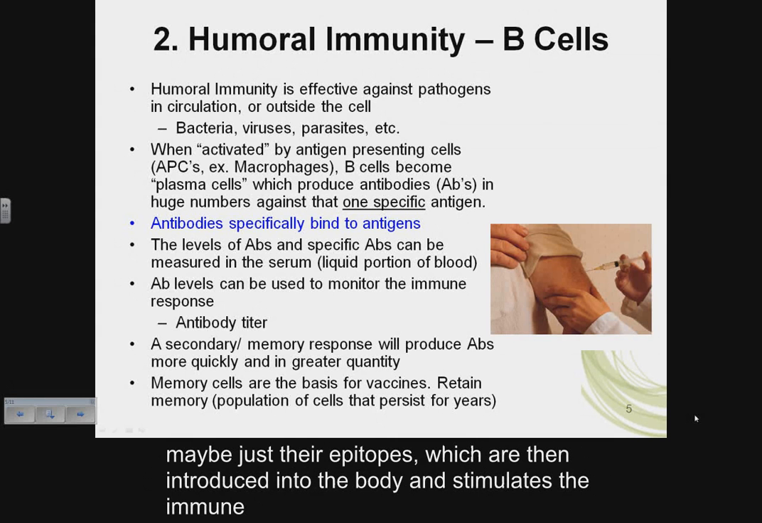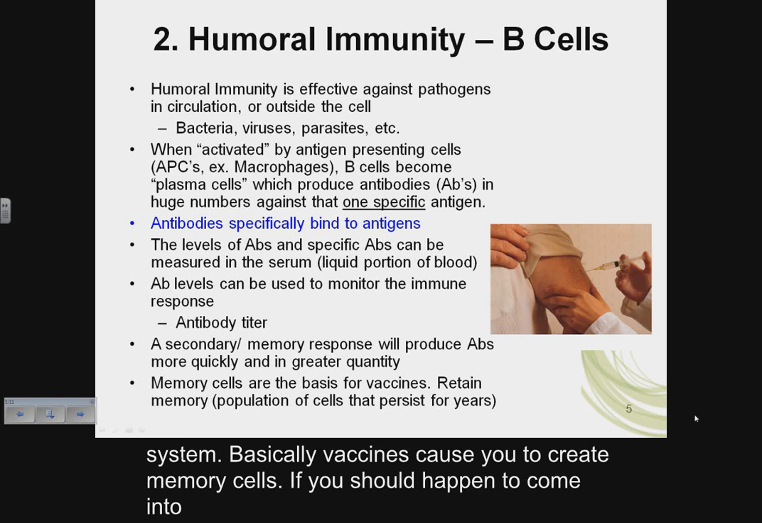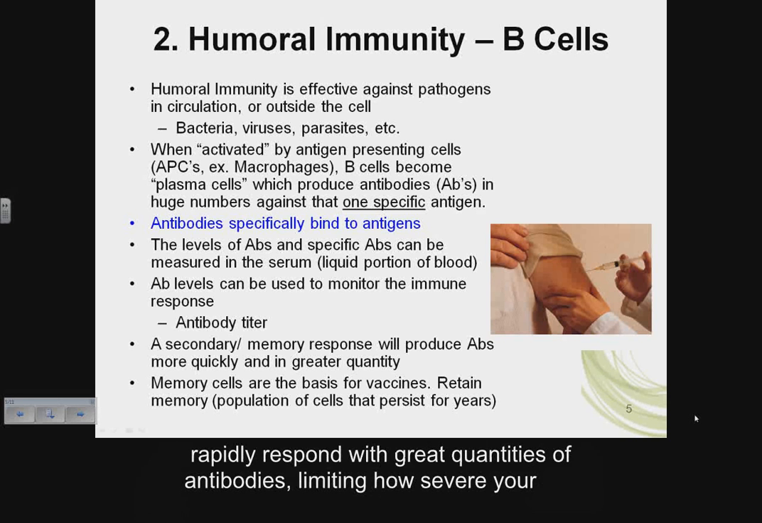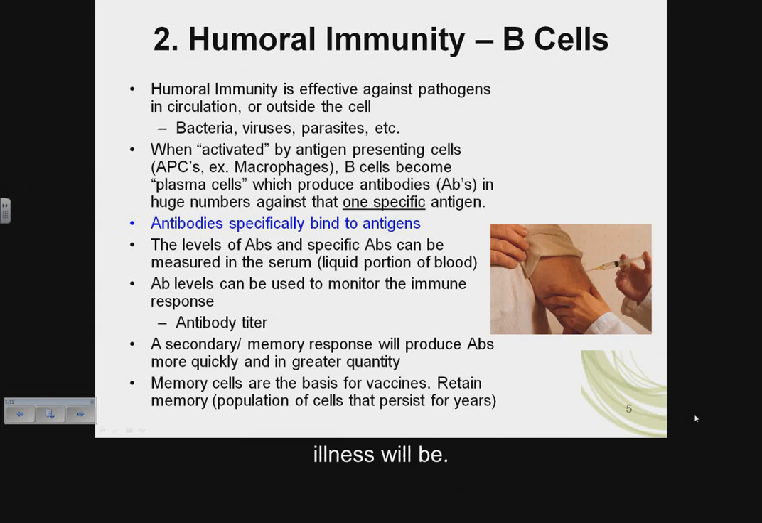Vaccines can be dead or weakened microbes, or just portions of them, like maybe just their epitopes, which are then introduced into the body and stimulates the immune system. Basically, vaccines cause you to create memory cells. If you should happen to come into contact with the antigen later in life, your memory cells are already in place and can rapidly respond with great quantities of antibodies, limiting how severe your illness will be.